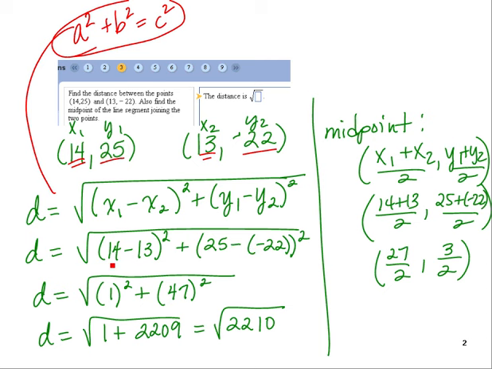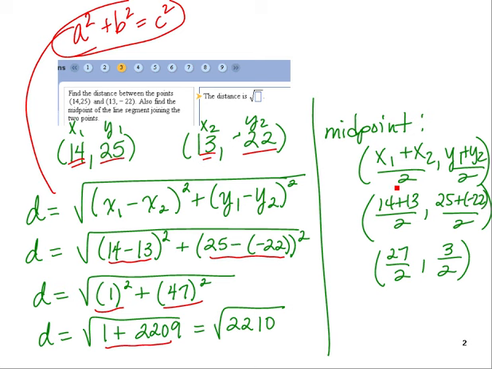When we simplify inside the parentheses first, we would get the square root of 1 squared plus 47 squared. Now, squaring those constant terms, we get 1, and then 47 squared is 2209. So then we combine inside the square root symbol to get the square root of 2210.